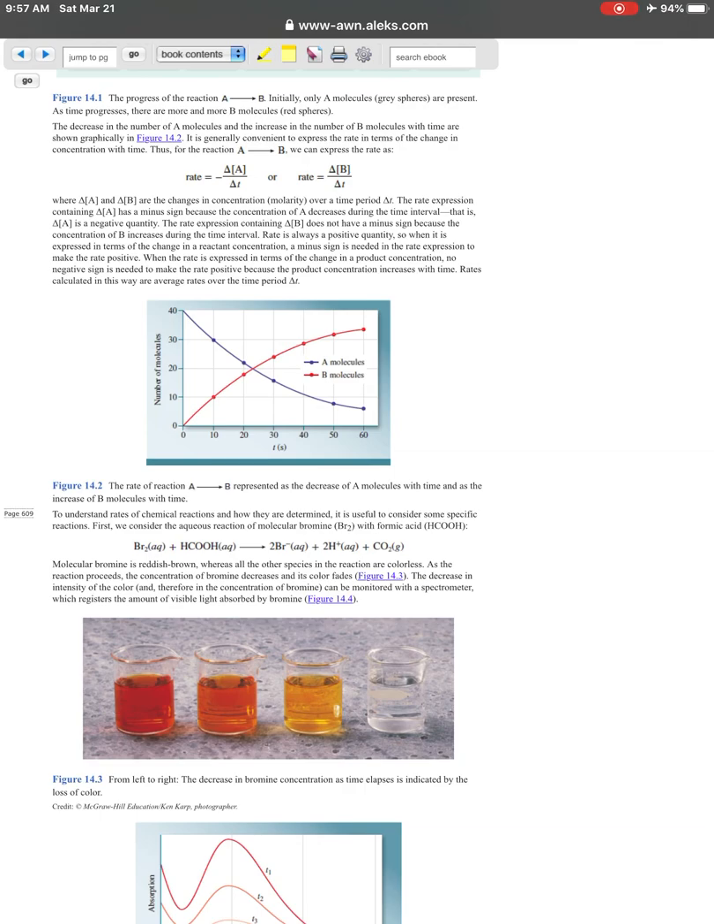So look at the graph, the two graphs actually in figure 14.2. The one in red is the product, right? That's B. The one in blue is the reactant, that's A. Notice that as you go increasing time, that's on the x-axis, A is decreasing. The blue one is getting smaller, right? It's being consumed. B, that's the red one, is increasing over time.